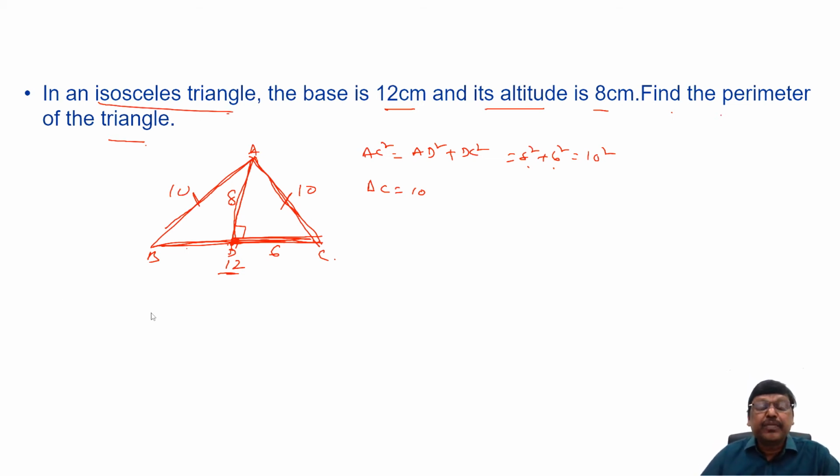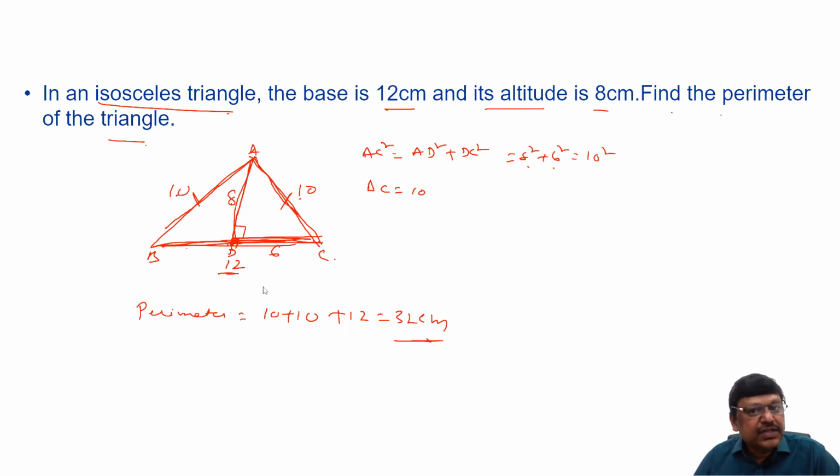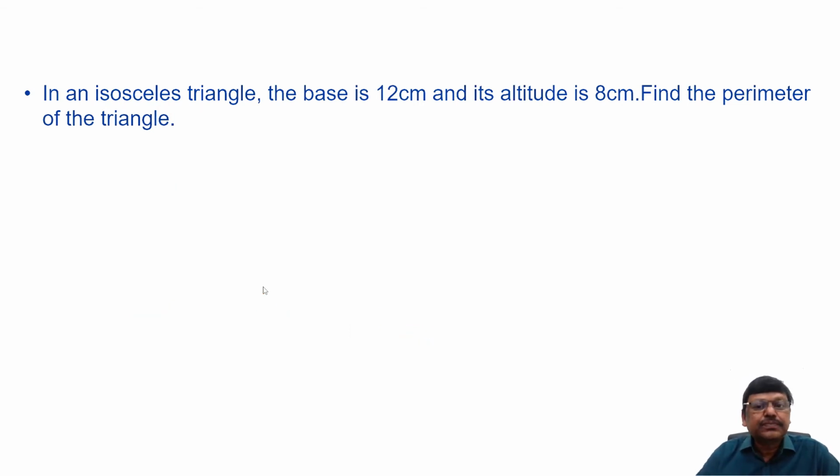Now what is the perimeter? Perimeter is nothing but the sum of 3 sides. So perimeter equals 10 plus 10 plus what is this side we know? 12. So it is 32 centimeters. Right? Let's take up one more.